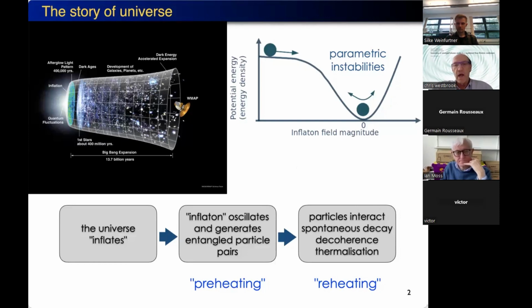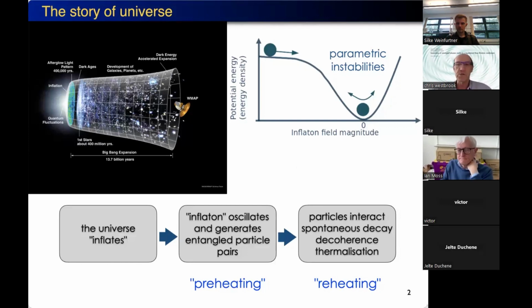After creating all these entangled pairs, they continue to interact. There's spontaneous decay, there's decoherence, there's thermalization. And the universe then eventually evolves into something that we would recognize today, a more or less thermalized distribution of matter and radiation. That second phase is often referred to as reheating, which is rather confusing terminology, but I'll get back to that a little later.